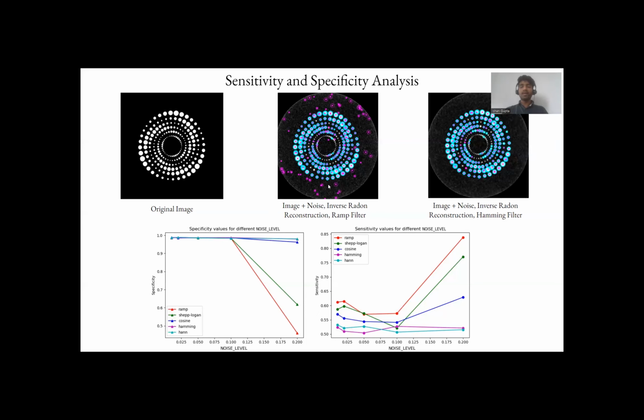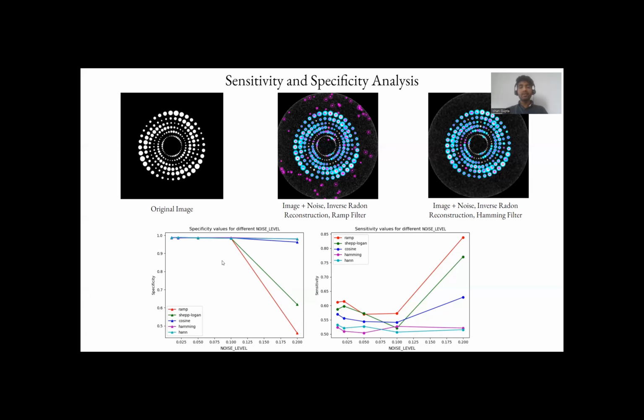After that, the image was passed to the circle detection algorithm, and we can see that a lot of false positives have been detected with the Ram-Lak filtered image, whereas very few of them are present in the Hamming filtered image. These results are pretty much evident in the plots shown below. They talk about the specificity and the sensitivity at different noise levels with different types of filters.